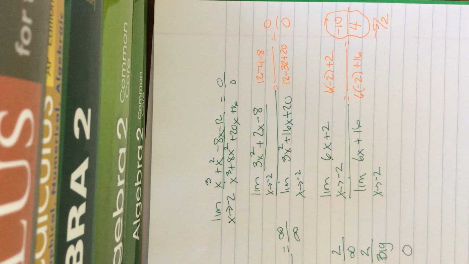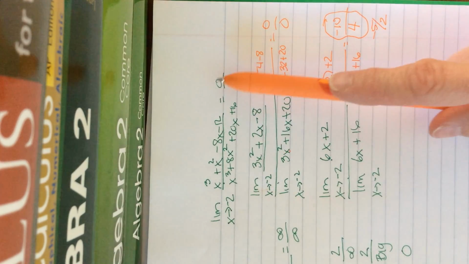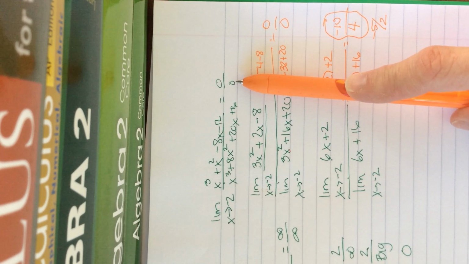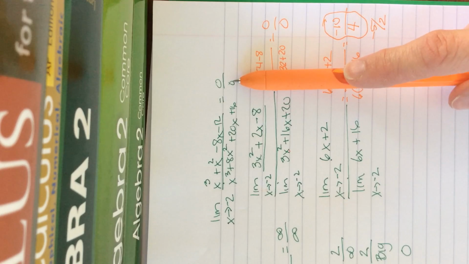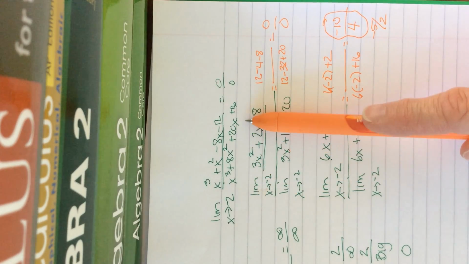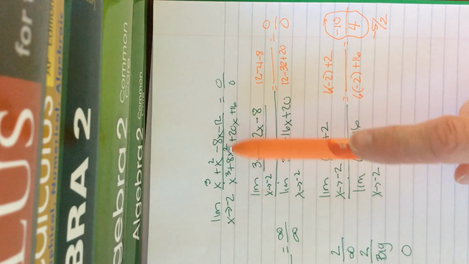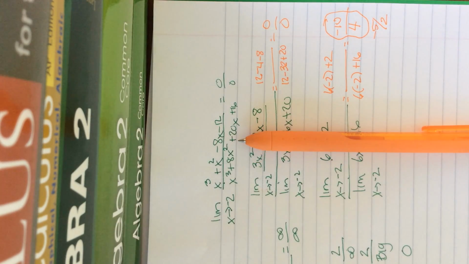So this was a scenario where you had a limit in which direct substitution yielded 0 over 0. Okay? In Unit 1, we would have said do more work. Well, what would the work be on this expression to write it in a different form? Well, that's the question.